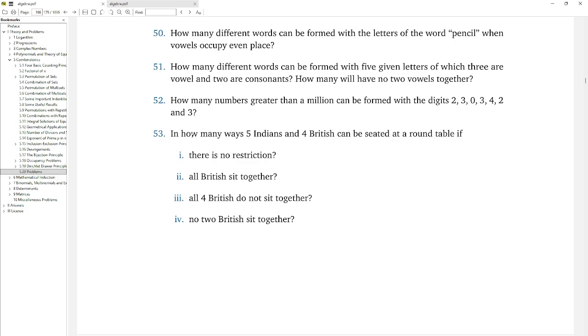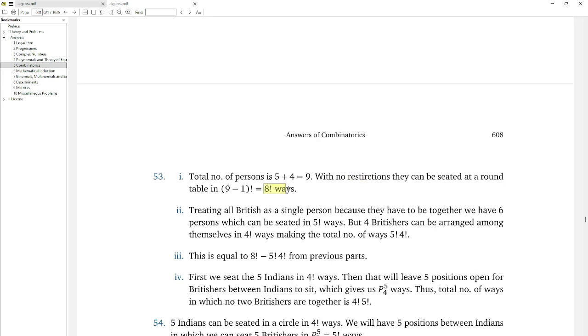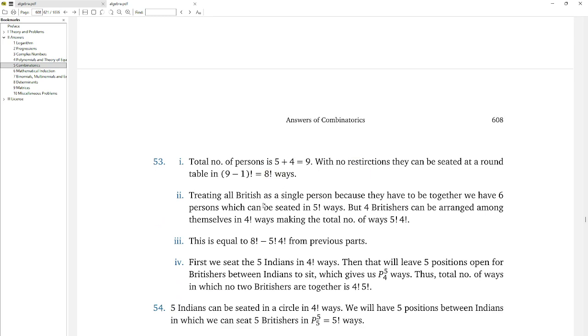Question 53 says, in how many ways 5 Indians and 4 British can be seated at a round table if there is no restriction, all British sit together, all 4 British do not sit together, no 2 British sit together? The total number of persons is 5 plus 4, that is 9. With no restrictions, they can be seated in 9 minus 1 factorial, that is 8 factorial ways.